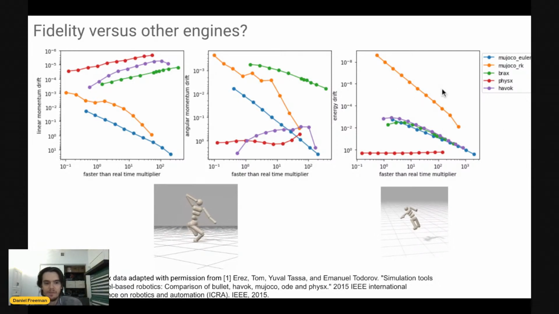So you aren't sacrificing much by using Brax. It's sort of unsurprising. All these engines are using very similar things under the hood. There are just differences in detail that cause these sorts of numerical inaccuracies to be slightly different.